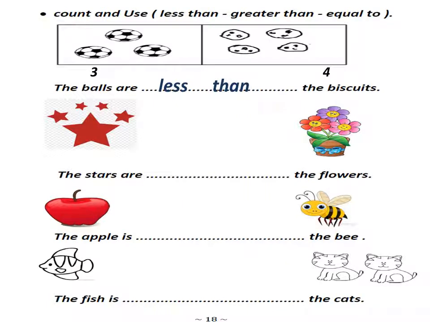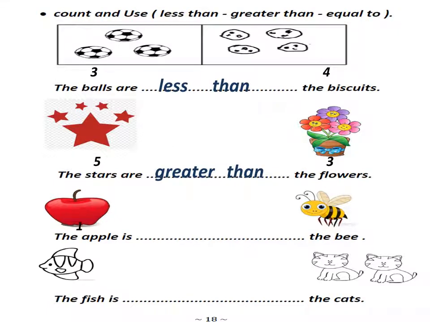The second question here, we have 5 stars and 3 flowers. The first word here is the stars, so he asked about the stars. The stars are 5 and the flowers are 3. So of course the stars are greater than the flowers.